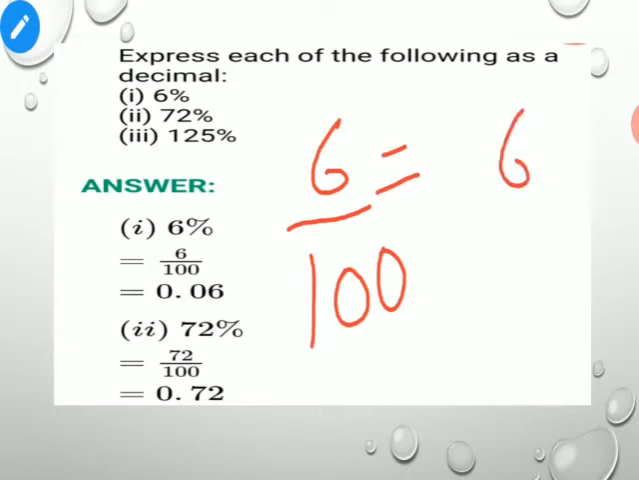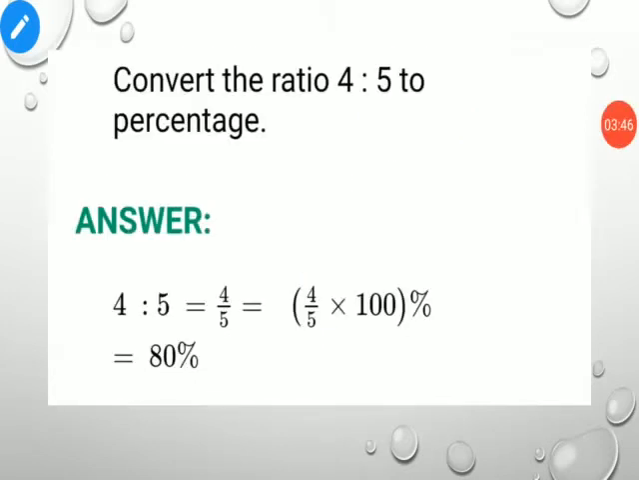Now write 6 here. As you can see here, 100 has 2 zeros. That means we require 2 digits here. But we have only 1 digit. So you will write a 0 here. So now we will have 2 digits. Now after 2 digits we have to place the decimal. So place the decimal, and the answer will be 0.06.